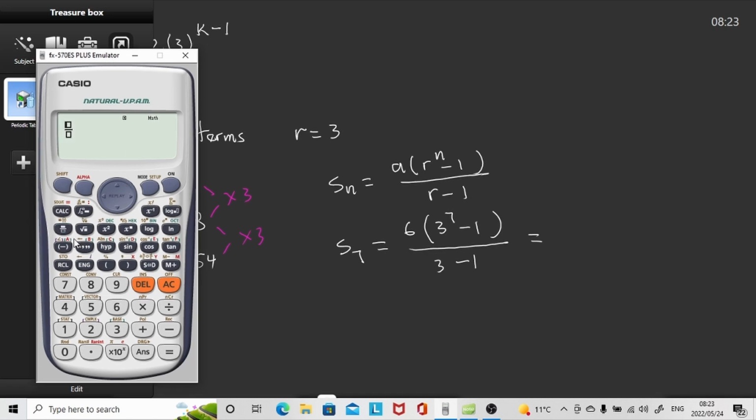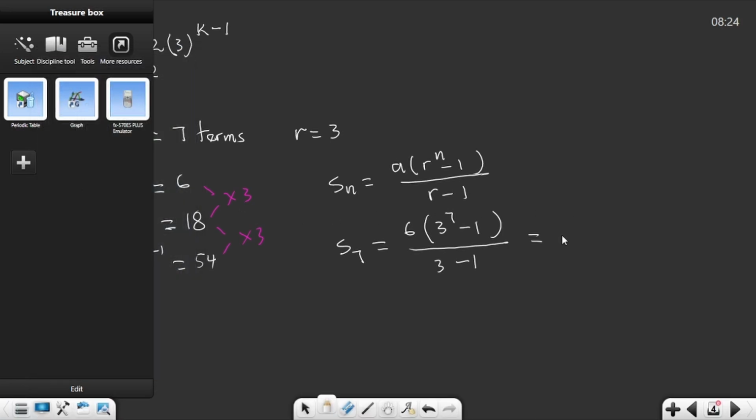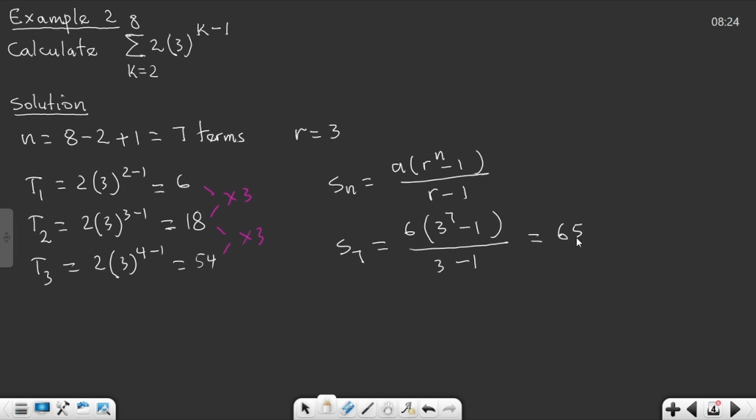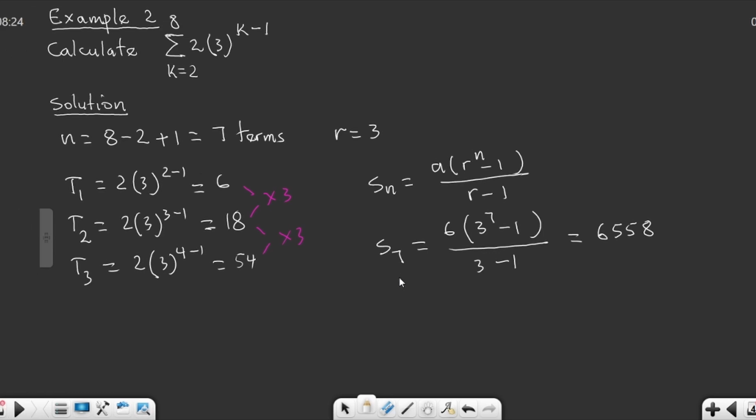So I'll just plug in the values I have there. 3 to the power of 7, then minus 1, close bracket, then you have 3 minus 1. So the answer is 6558. So this is the answer to S7, the sum of 7 terms.